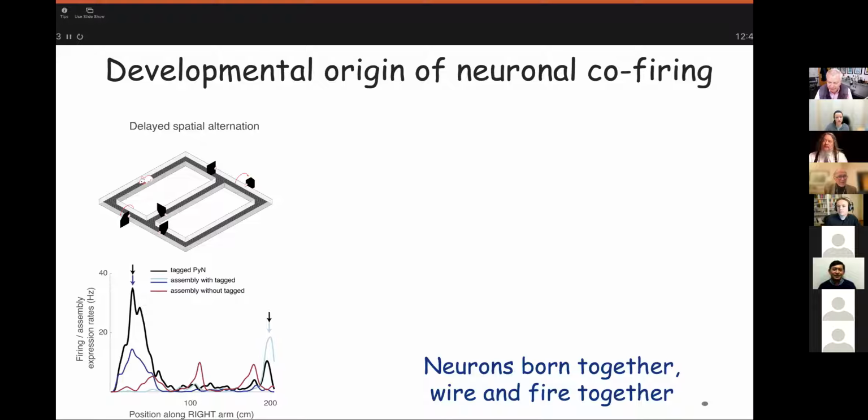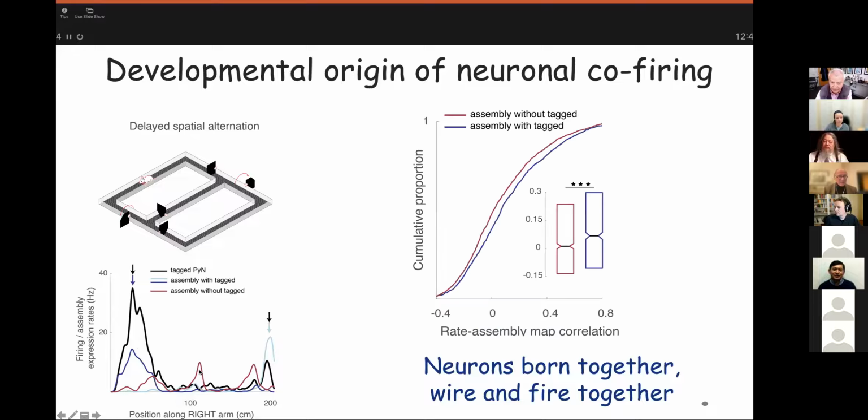They form cell assemblies. And even at the very extreme level, this black neuron was born on 14 days, and it has one field and it has another field. The blue neuron was born on the same day and it has a similar field. And the red neuron was born on a different day, it has a dissimilar field. And if you do the statistics on a large number of neurons, we find that neurons that are born together do many things similarly, and they fire together.